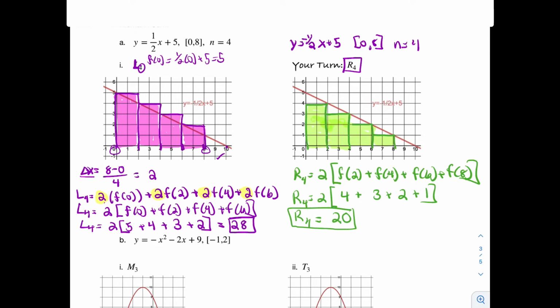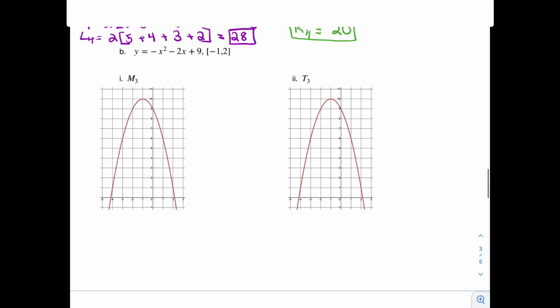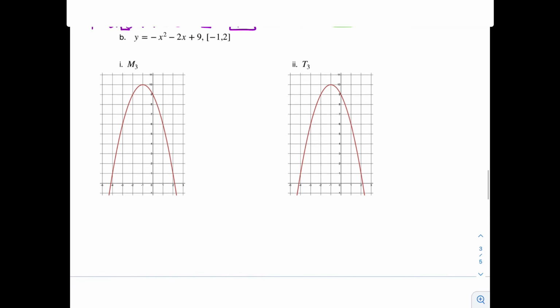So notice that these are very different. Approximations will be different based on how you did it. The purple graph, the first one we did, is an overestimation of our area, and the second one is an underestimation. The midpoint method and the trapezoidal method will give us a closer approximation. So this time I want to change the equation. I'm going to figure out the midpoint summation of this quadratic from -1 to 2 with 3 subintervals. Try it out.